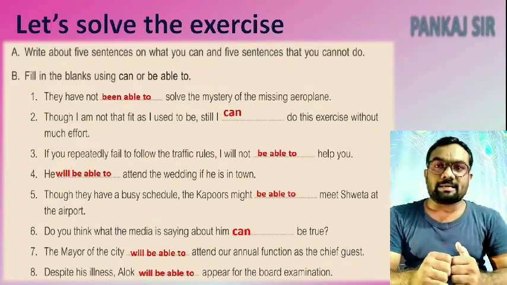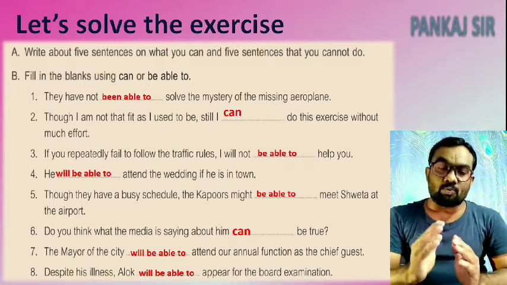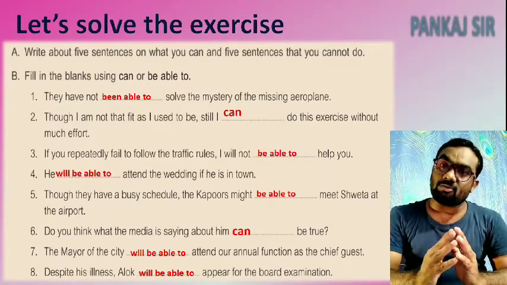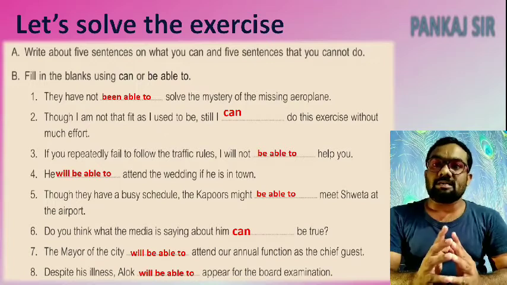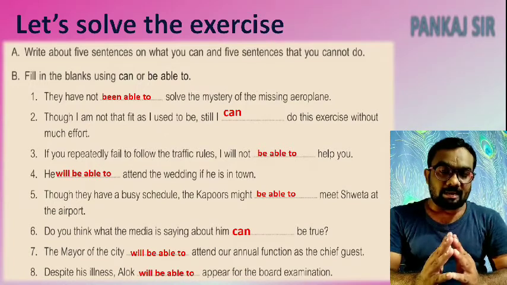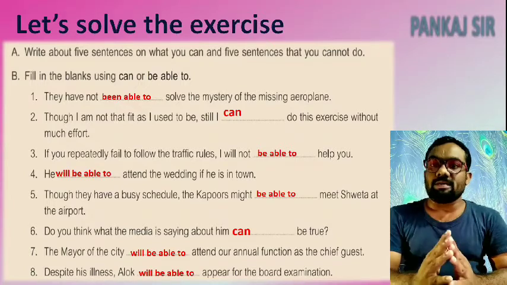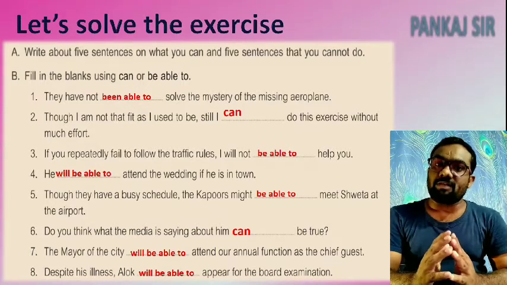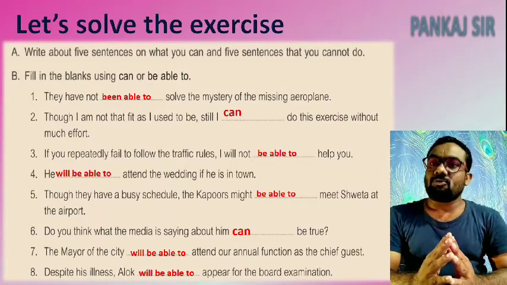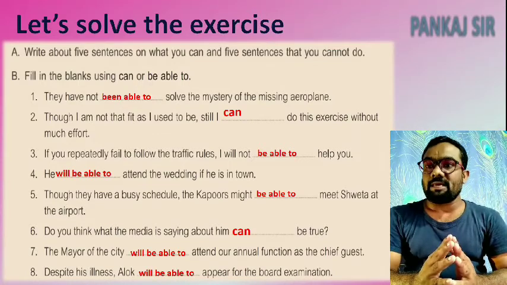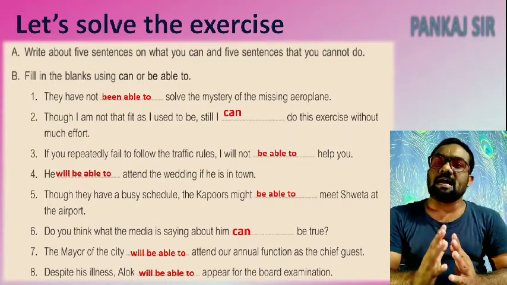Before that, let us solve exercise B. Fill in the gaps using can or be able to, where we can use be able to and where we can use can. Now see here, have is already given there, one auxiliary is there, so we can use been able to. Here look, the V3 form of be is been, because with have the V3 form comes, right? So been able to will come there: been able to solve the mystery of the missing airplane.